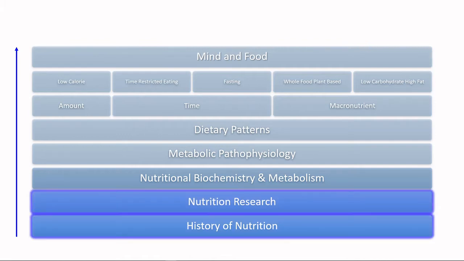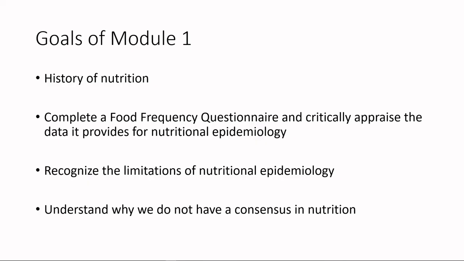Module 1 specifically will cover the history of nutrition and nutrition research. The overall goal of the next few lectures in Module 1 is to appreciate the history of nutrition and obtain an understanding of nutrition research. You will complete a food frequency questionnaire and critically appraise the data that provides for nutritional epidemiology. You will then watch a few lectures that will help you recognize the limitations of nutritional epidemiology. Finally, putting it all together, the above information, you can better understand why we do not have a consensus in nutrition.